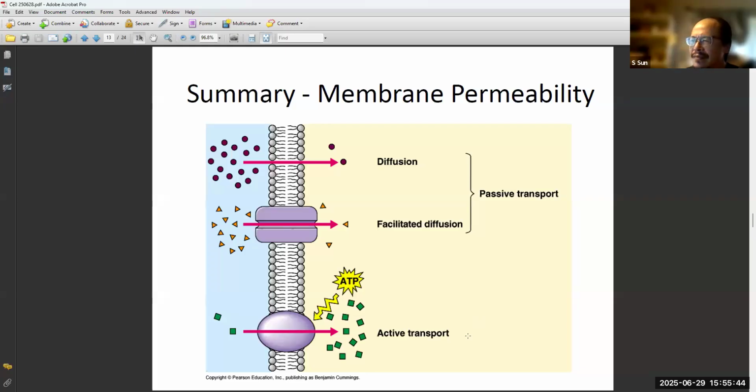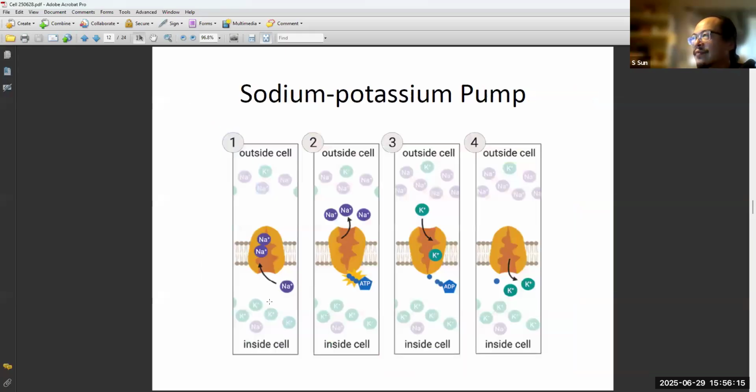So that's that. I want to give you an example of this active transport. We have four classes of molecules that do free diffusion. They are gases, vitamins A, D, K, E, steroids, and water. For facilitated diffusion, they are water-soluble stuff. As for active transport, we only talk about one type.